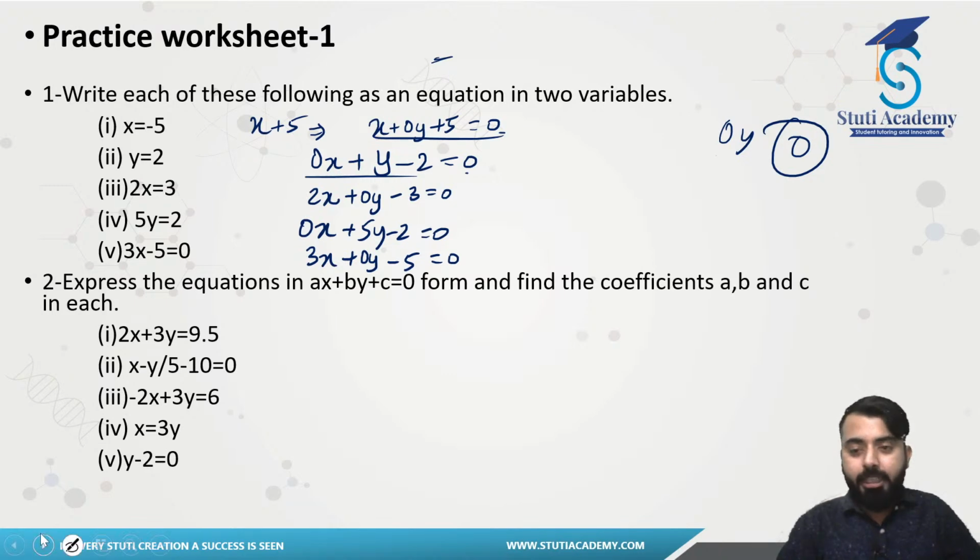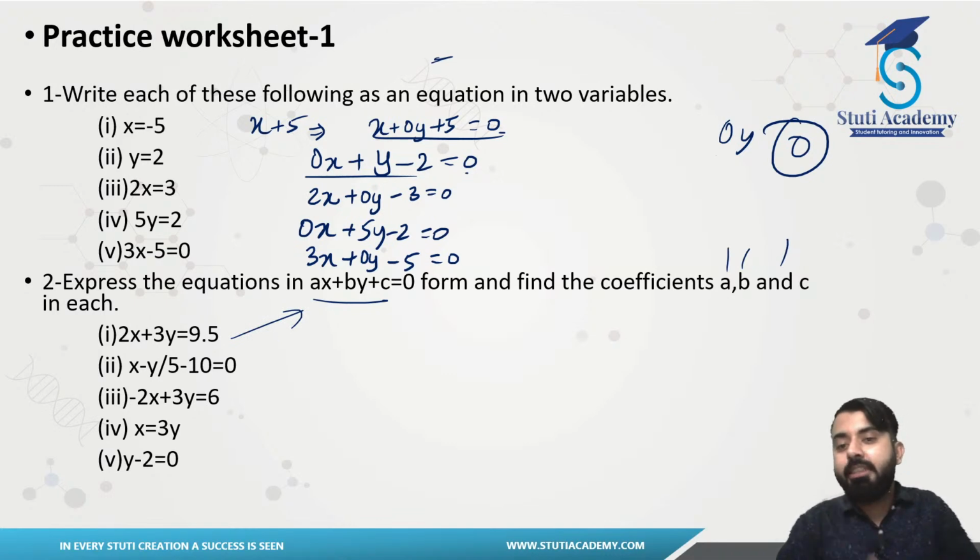Now in the next part, in the second part, we have to do what? We have to express the equations in this form and write the coefficients a, b, and c. So you guys see, firstly we have to compare this equation with that one, and for that we have to rewrite this one. We have to rearrange this one. So you guys see, I do have a 2x, I do have a y which is 3y.